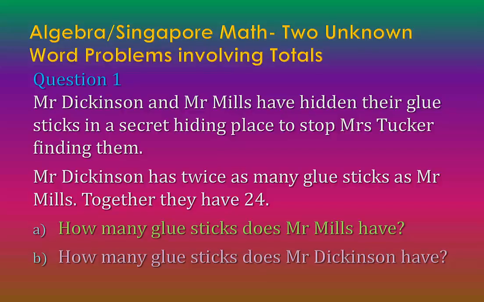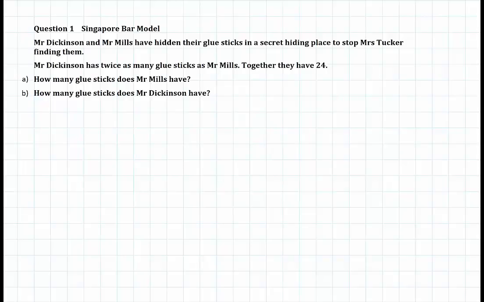Question 1. Mr. Dickinson and Mr. Mills have hidden their glue sticks in a secret hiding place to stop Mrs. Tucker finding them. Mr. Dickinson has twice as many glue sticks as Mr. Mills. Together they have 24 glue sticks. A. How many glue sticks does Mr. Mills have? And B. How many glue sticks does Mr. Dickinson have? Question 1. Using the Singapore bar model.